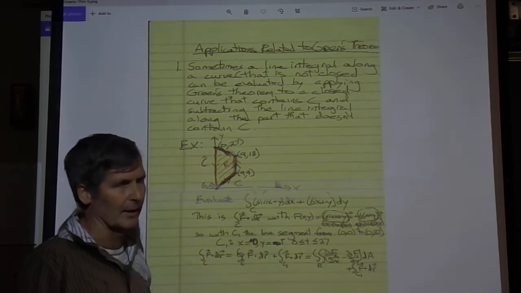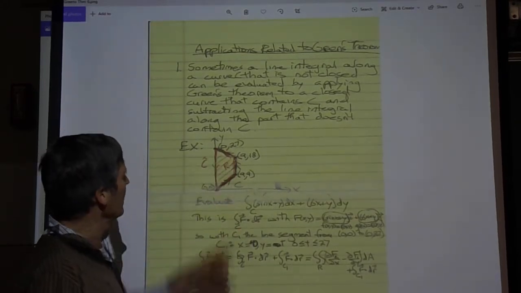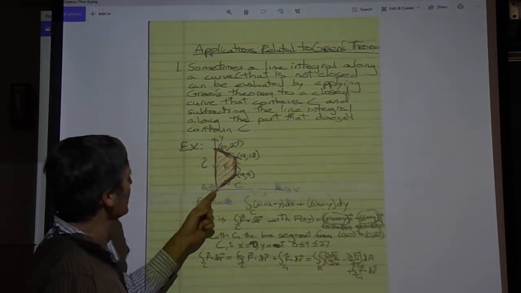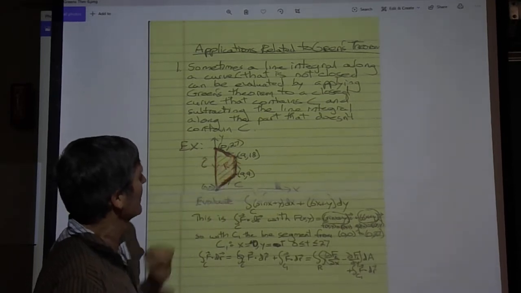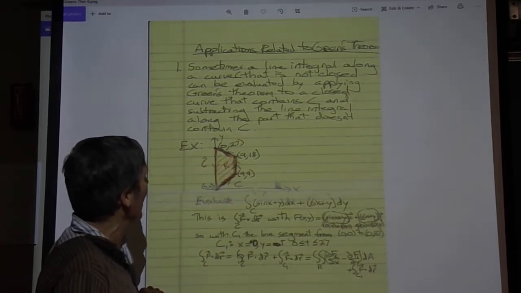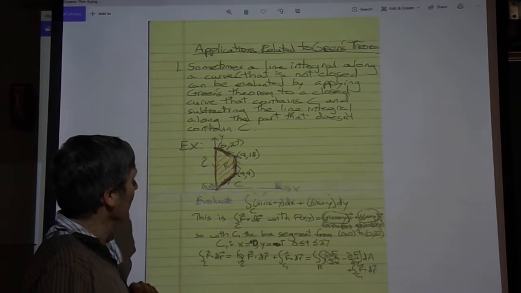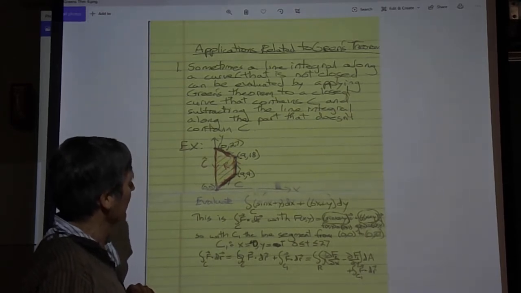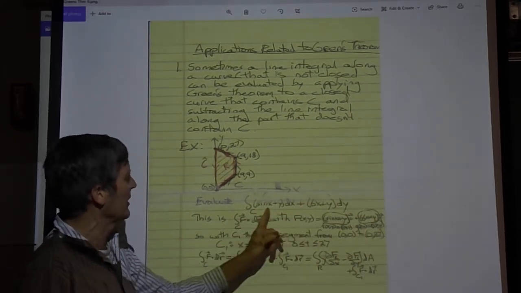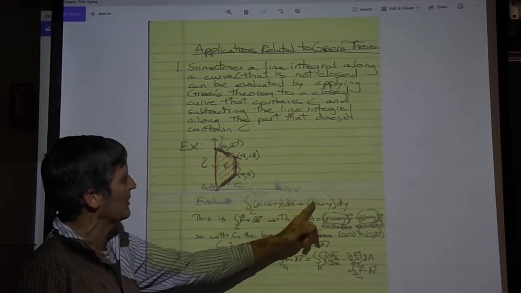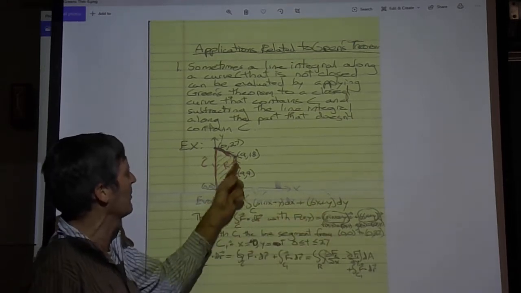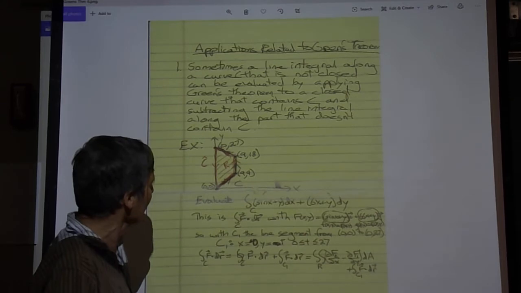We said we wanted a closed curve to apply Green's theorem before, but suppose we have this integral along C like that. How can we evaluate it? It's a pretty tough integral because suppose I wanted to do this, integral of sine(x plus y) dx plus (6x plus y) dy. That's pretty complicated to do by our other theorems.